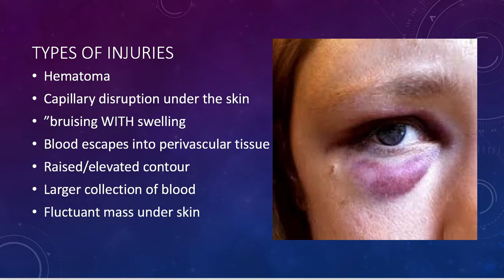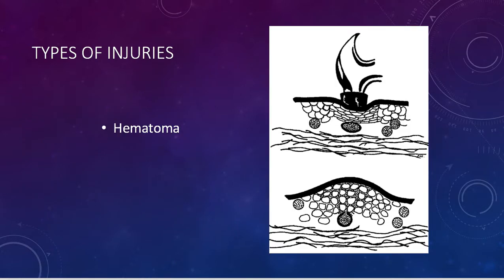It's going to have that contour, that raised elevation, and this is a great use for your tangential lighting. You're going to have a larger collection of blood. It's going to be a fluctuant mass under the skin. And depending on how much blood is in the perivascular tissue, it could be soft on palpation, or it could be a harder mass on palpation. This is an example of a hematoma, so it's going to have that blunt impact force to the skin, and then the extravasation into the tissues.